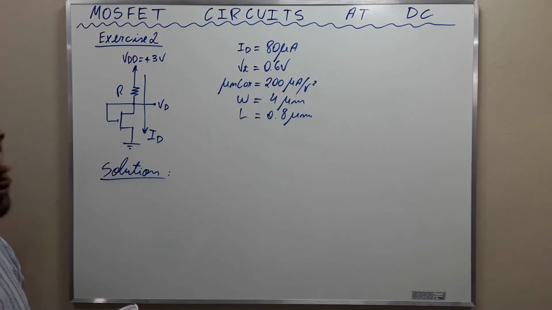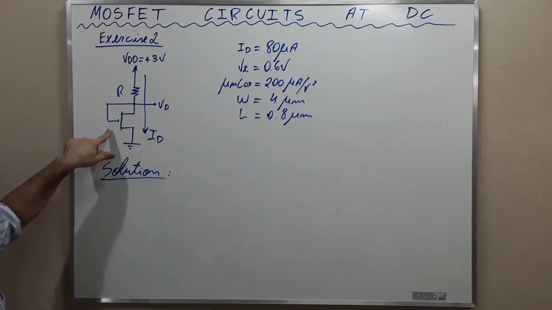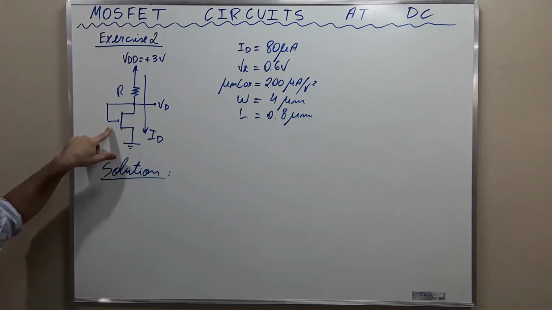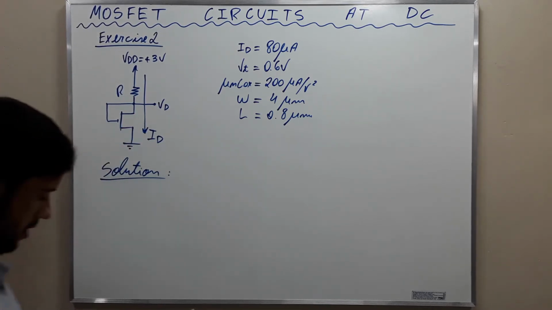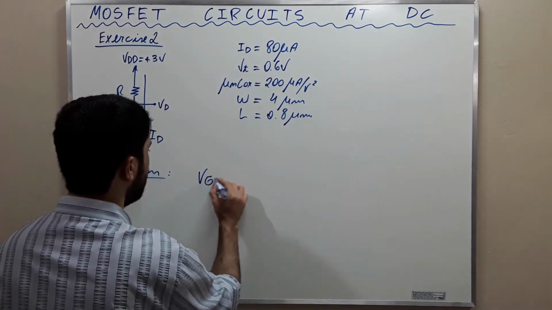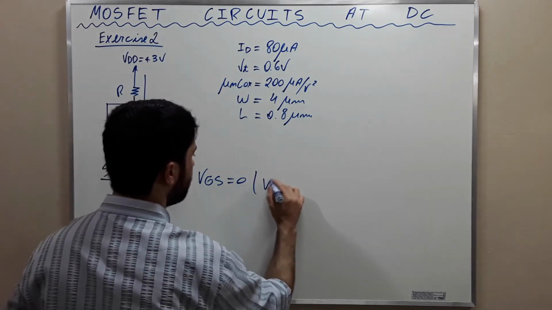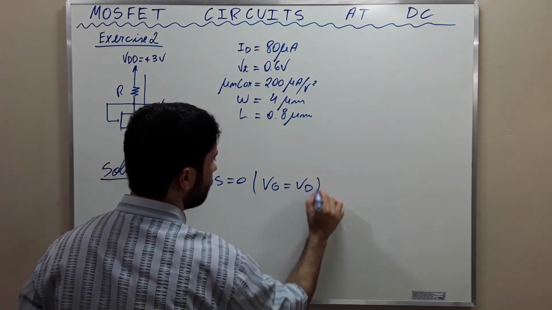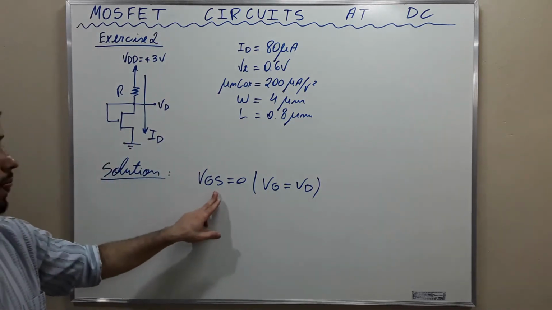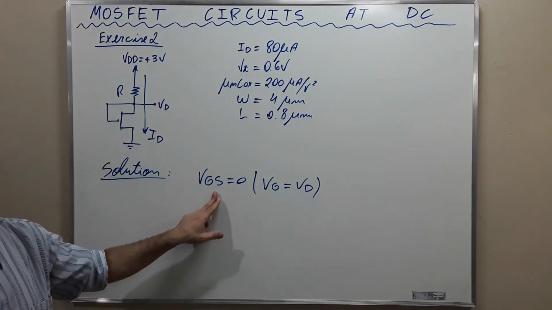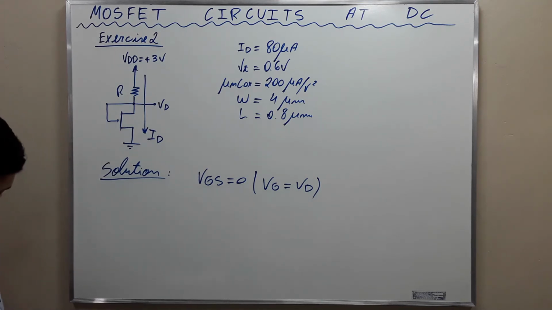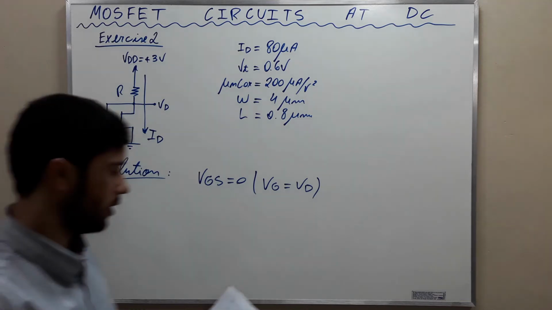Because VGS is 0, you see that the gate is connected to the drain. Alright, VG is equal to VD. And this grants the saturation region of operation. And we are going to use again the expression for the saturation region of operation.